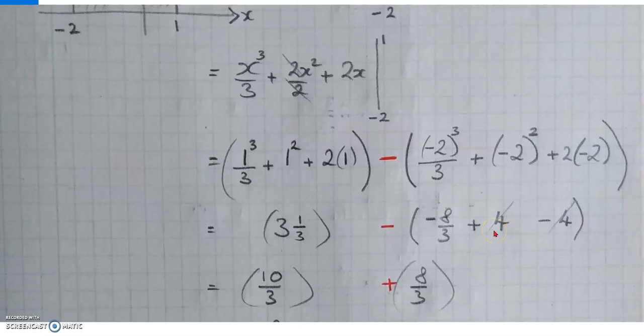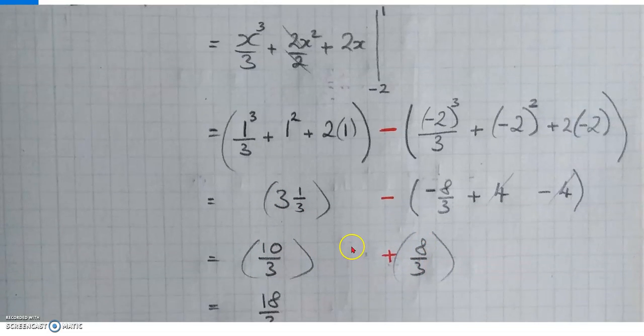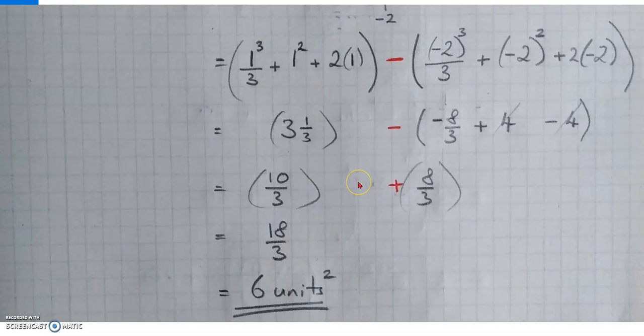So your final question, your final calculation is that you've got 2 plus 1 is 3, and 3 plus a third is 3 and a third. Now 3 and a third is really 10 over 3. Okay, 3 threes are 9, plus 1 is 10. So you're adding 10 thirds to 8 thirds, and that gives you 18 thirds, and 18 thirds is 6 units squared. So that's how you do that one.